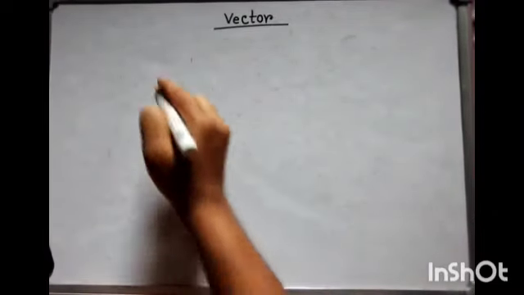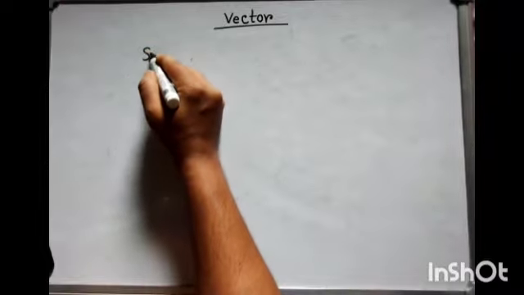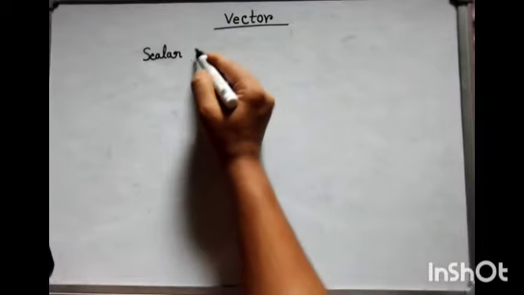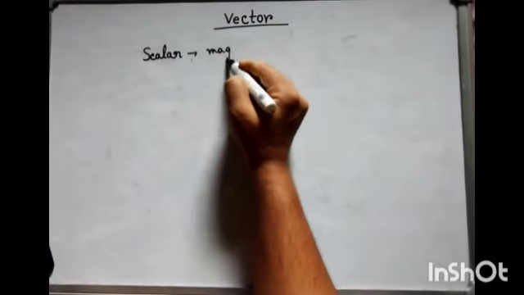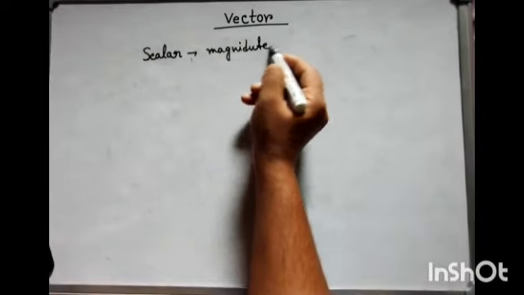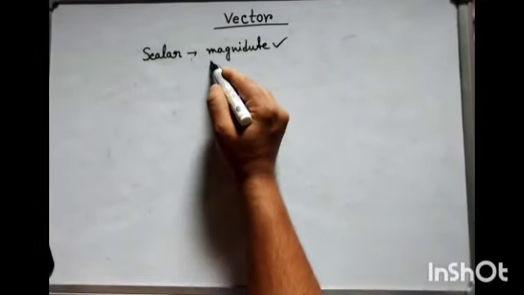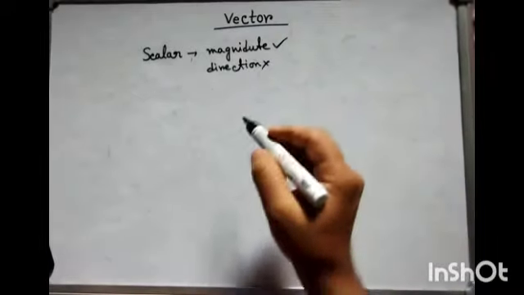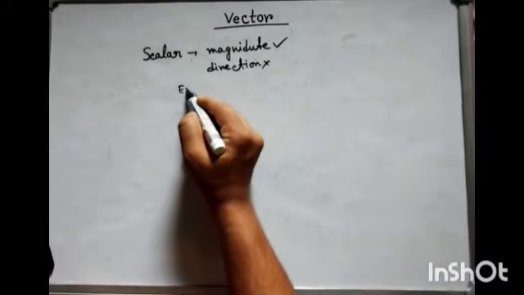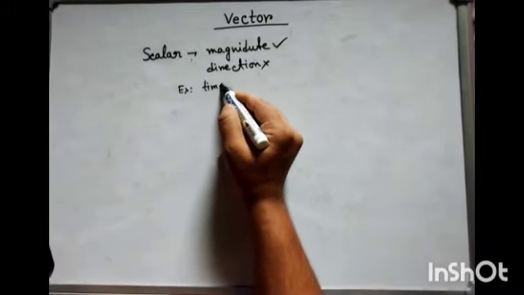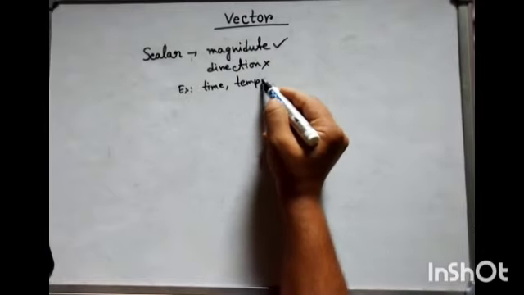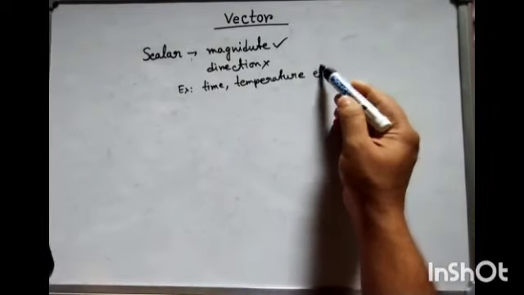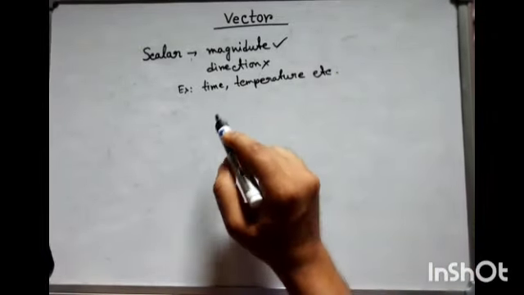Okay, now we will learn about vectors. In previous videos, we have seen that some quantities have magnitude but not direction. Examples are time, temperature. These things have no direction. So, these quantities are scalars.